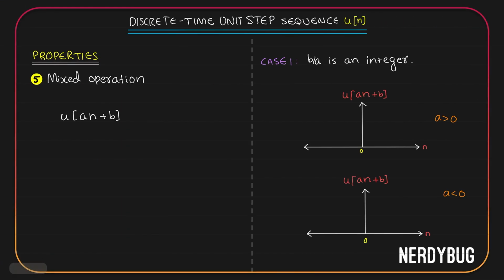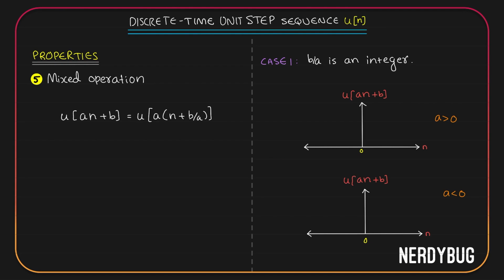Now let's do a mixed operation. We have u of an plus b. First, we'll write it in standard form, u of a into n plus b by a. Now a will do the time scaling, b by a will do the time shifting. Let's take the first case where b by a is an integer. There are two more cases depending on the value of a as well.